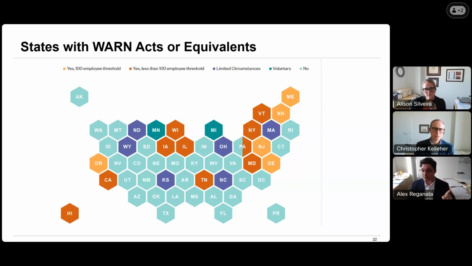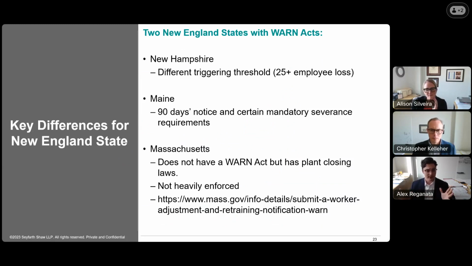Pennsylvania is slightly different in that Philadelphia has a local WARN Act, but the state of Pennsylvania does not. And so if you're in any of these states with a bubble that's been colored, you'll probably want to make sure that you're being extra cautious if you're approaching any of those situations that both Allison and Chris had talked about. And we're going to talk a little bit about a few of the New England states. We'll also be distributing this after the presentation.